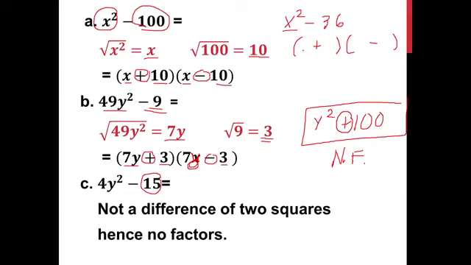The square root of x squared is x, the square root of 36 is 6. And there you have it. Those are your factors.